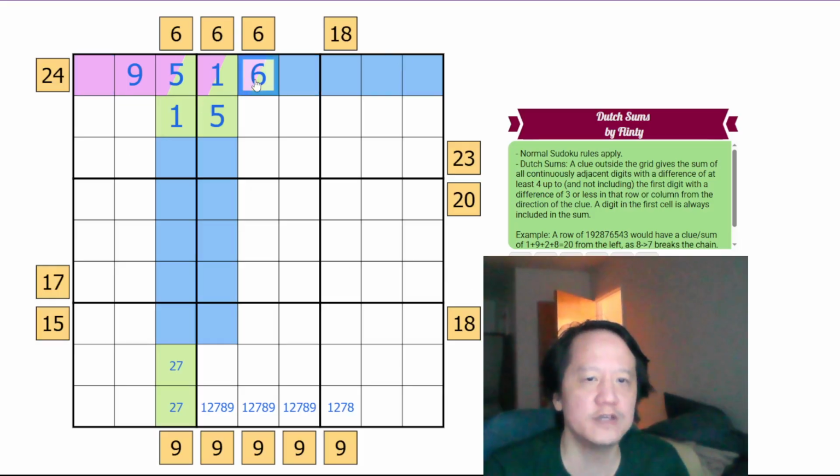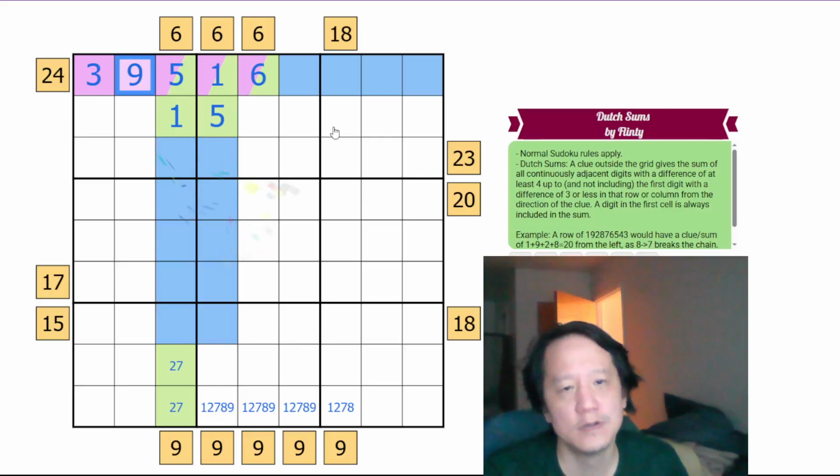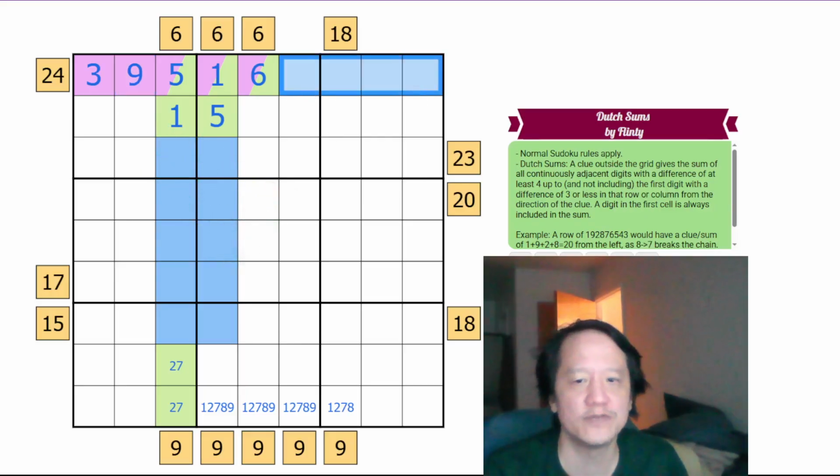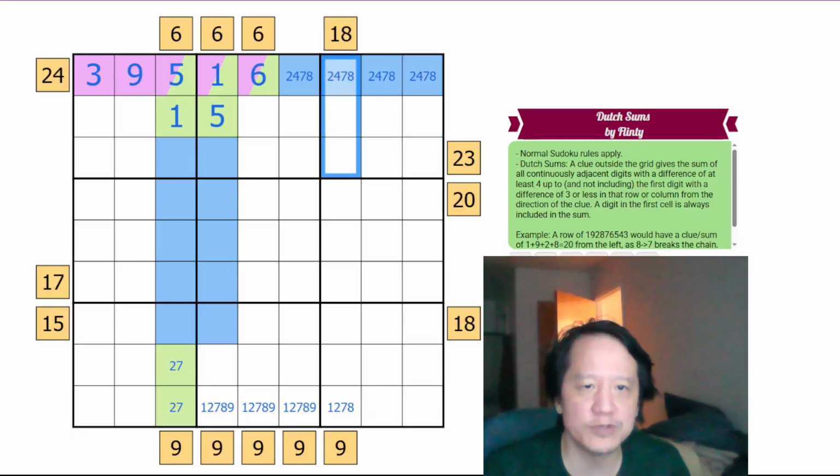And therefore, these must add up to 24. That's 15. Plus 6 is 21. Plus 3 is 24. That leaves this as 2, 4, 7, 8. This must be 3 digits adding up to at least 18.